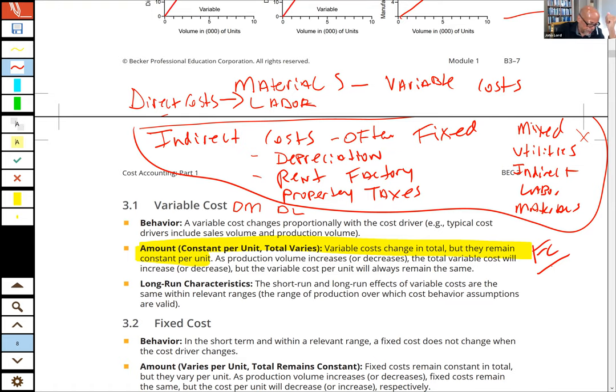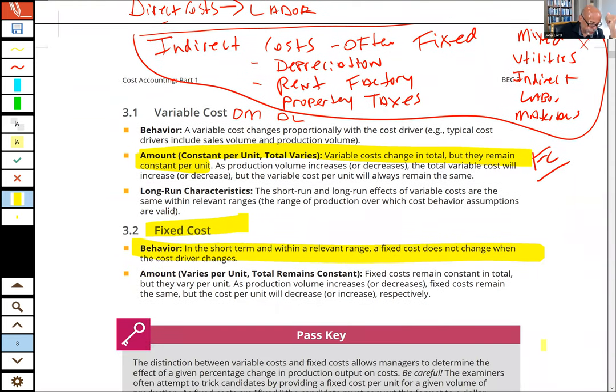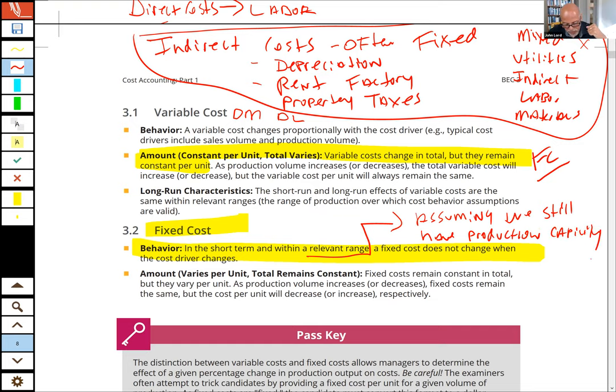So flashcard that. Then they tell us that within the relevant range, the fixed cost does not change when the cost driver changes. When they say within the relevant range, that is assuming we still have production capacity. I'm just going to read that out to you because I don't feel like rewriting it. Assuming we still have production capacity. What are they saying?